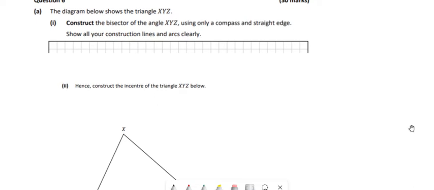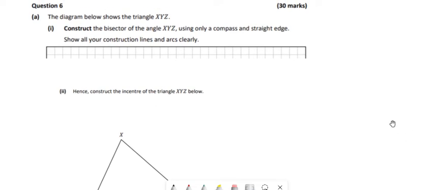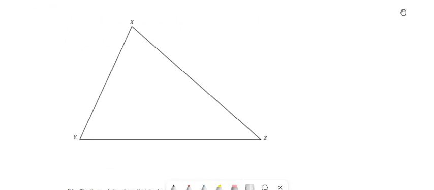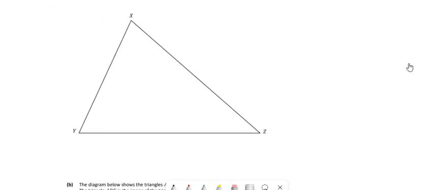Folks, this is question 6. First part, we have to construct the bisector of the angle XYZ. The angle XYZ is this angle down here.